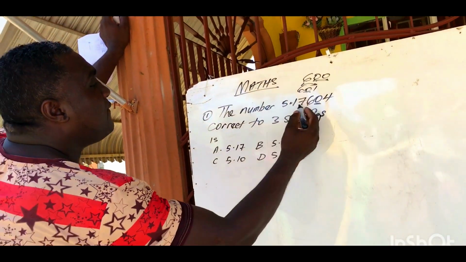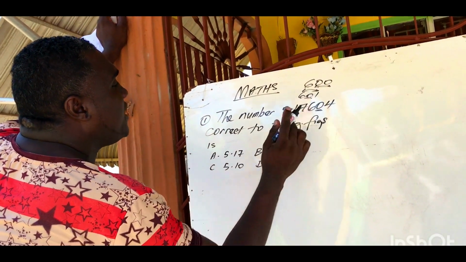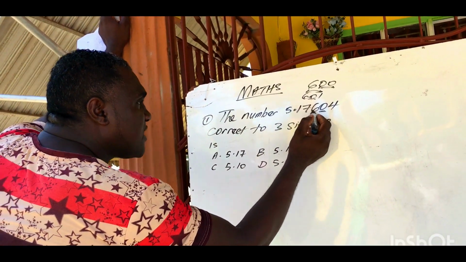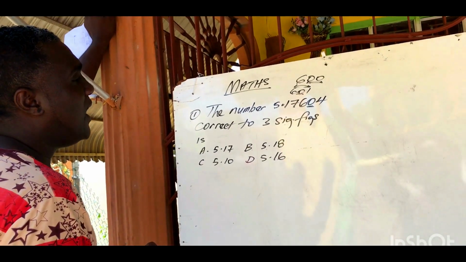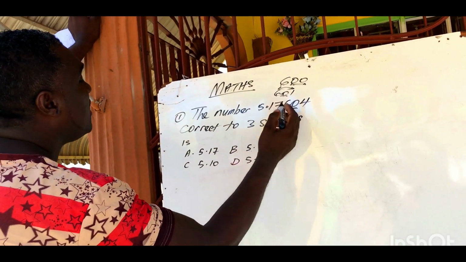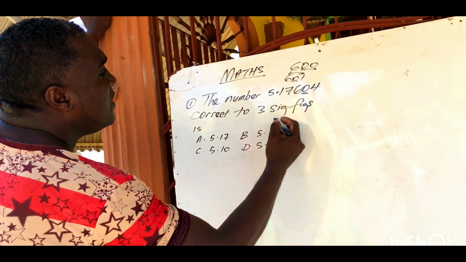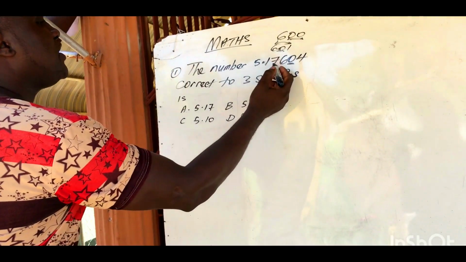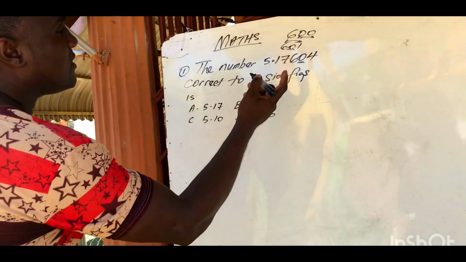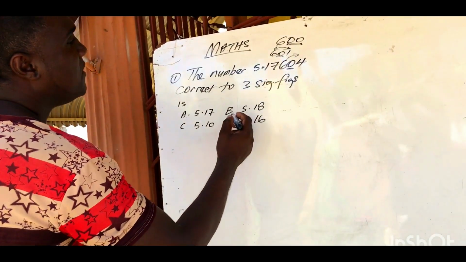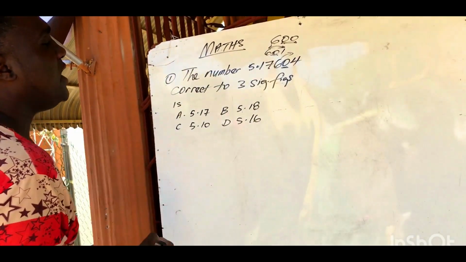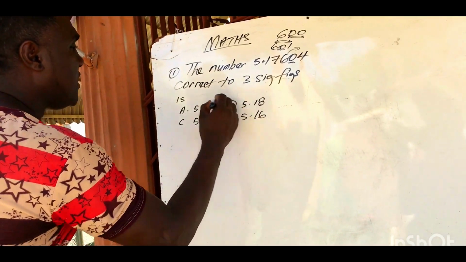But what we have to do is to look at the fourth digit, which is 6. And the rule is, if the digit that you're going to throw away or discard is 5 or more, then it will increase the digit before it by 1. Hence, we throw away the 6, and so the 7 will be increased to 8. Hence, this is our answer.